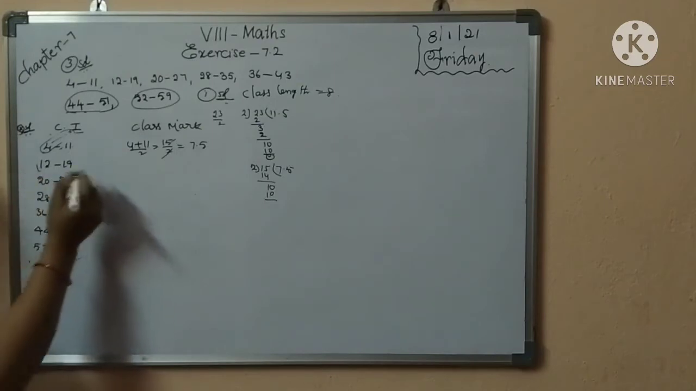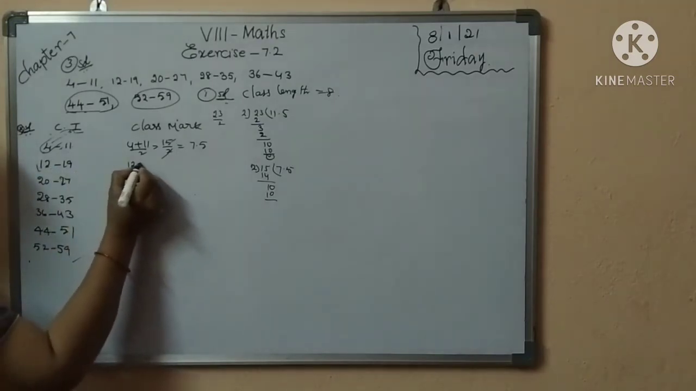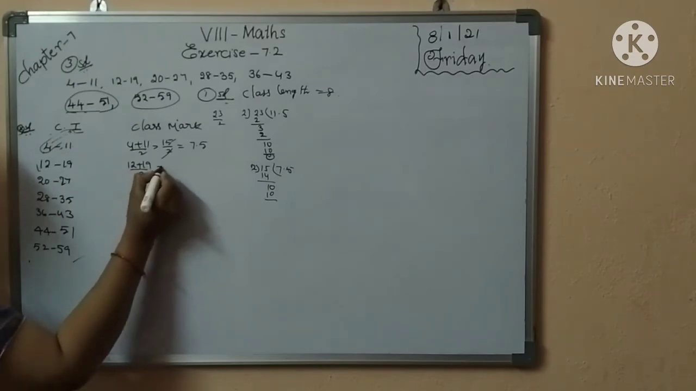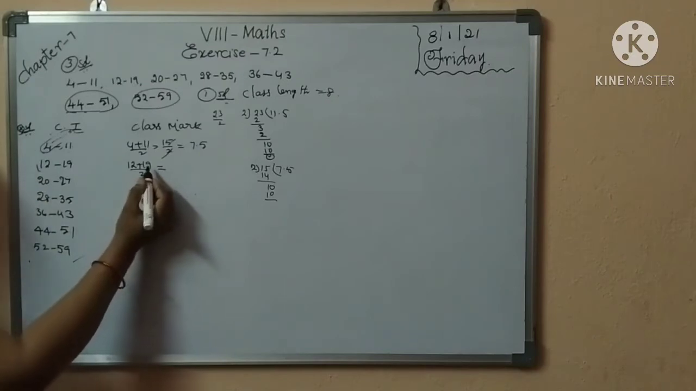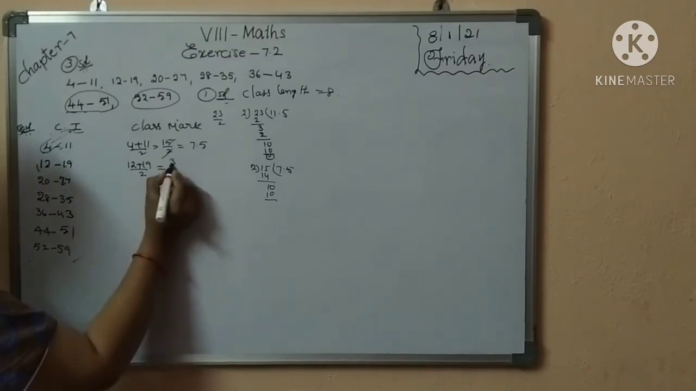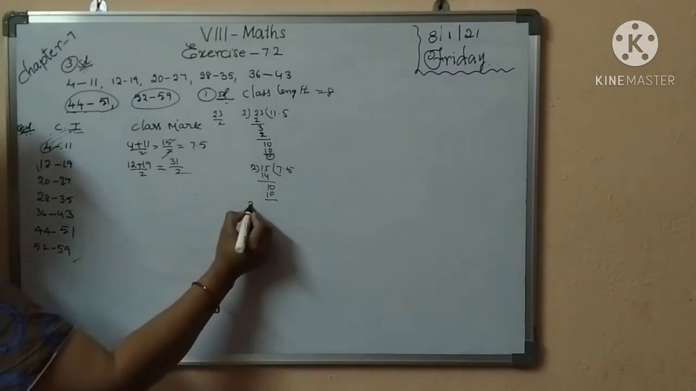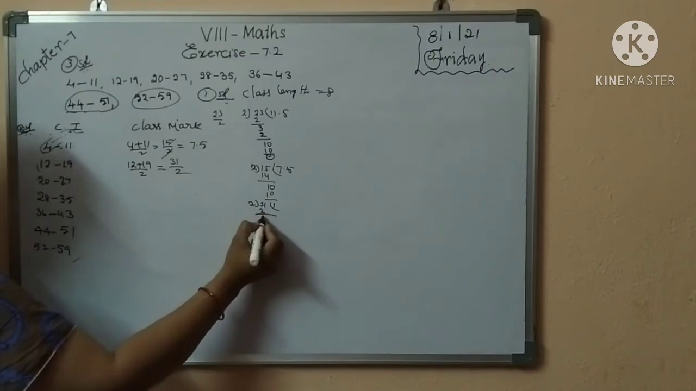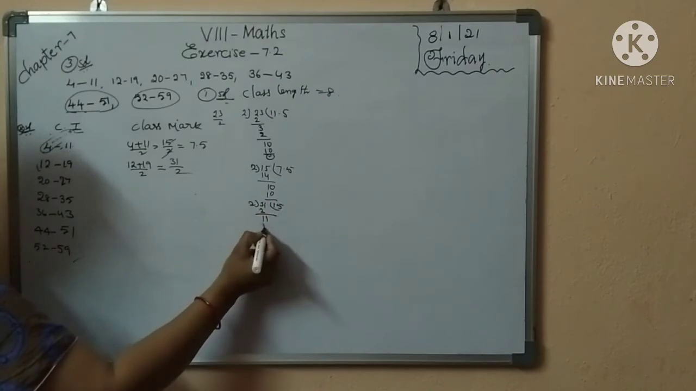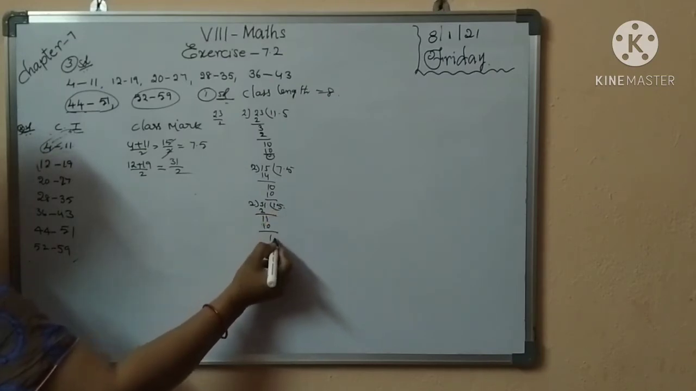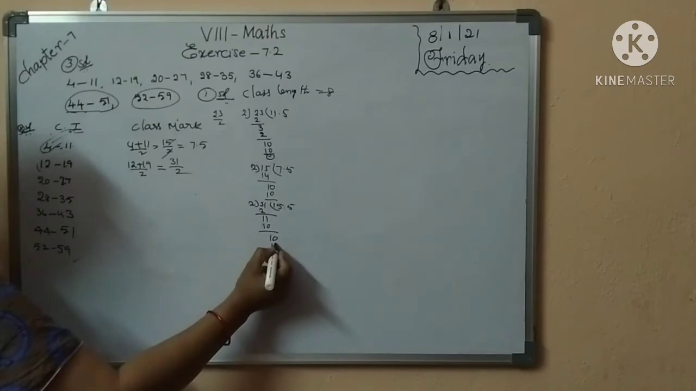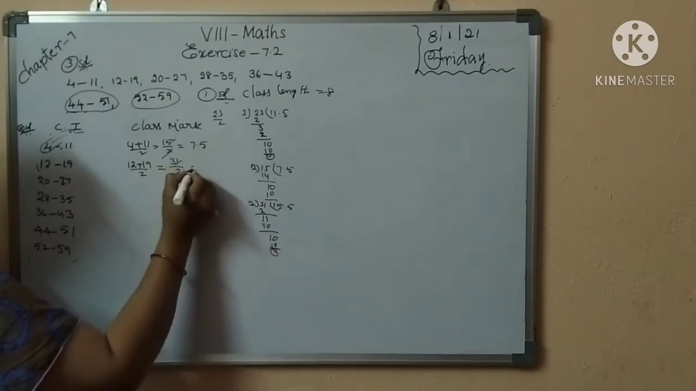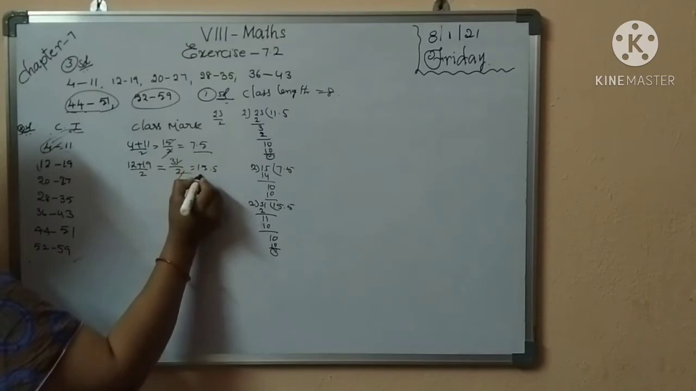Okay. Next class interval: 12 plus 19 by 2. So here 12 plus 19 is 31. 31 by 2. So again do the division: 2 ones are 2, 3 minus 2 is 1, write down 1. 5 twos are 10. 1, point, take the 0, 5 twos are 10. So here 15.5. This is a class mark.